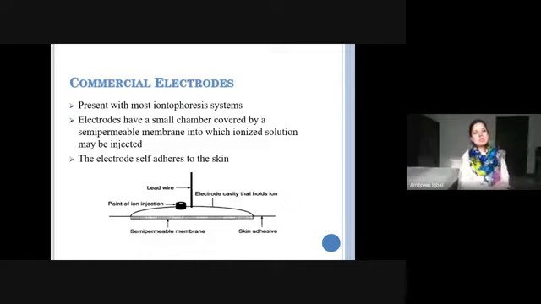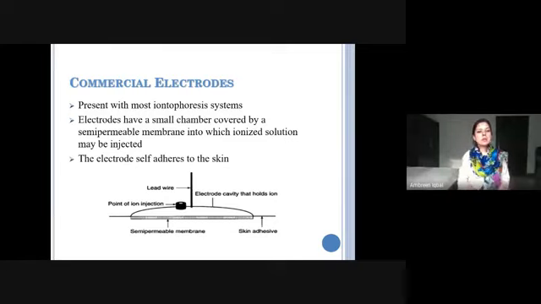This is a picture of a commercial electrode that is present in most of the iontophoresis systems. This is an electrode. You can see a nozzle, a point of the ion injection. This is like a chamber. This is the semi-permeable membrane. So the electrodes have a small chamber covered by a semi-permeable membrane into which the ionized solution may be injected.